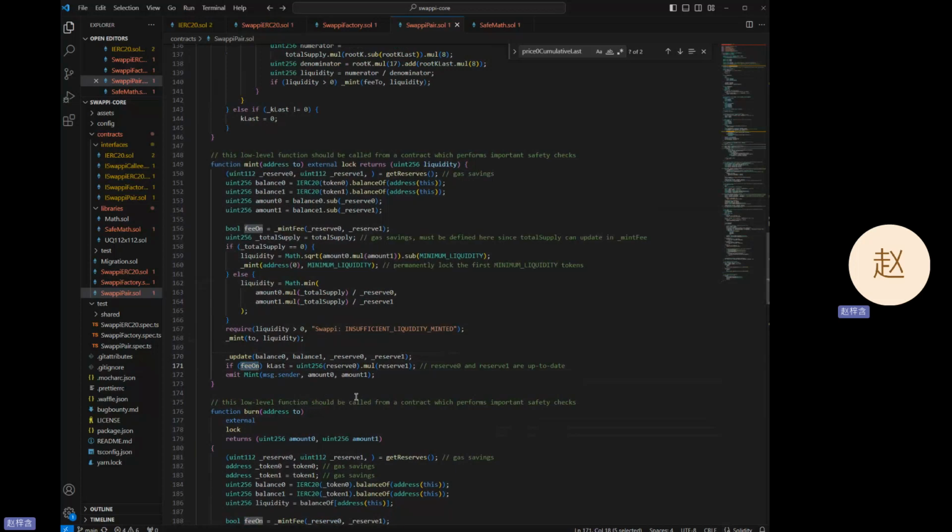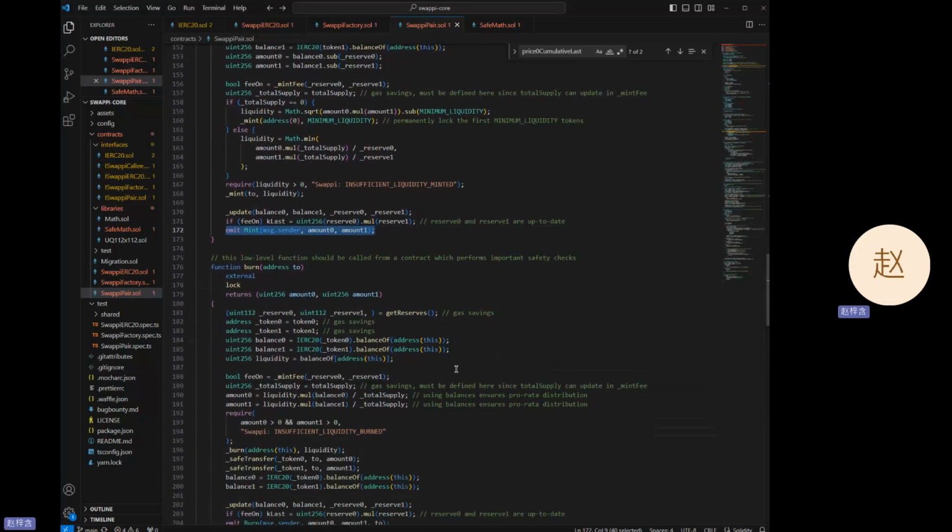And if fee is on, like if a fee is minted, we need to update the last K variable to store it and make sure the next time we mint fee again. So we know K is reserve 0 times reserve 1, and then we emit the mint.